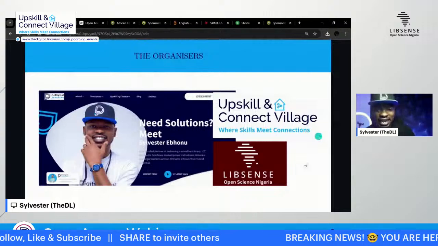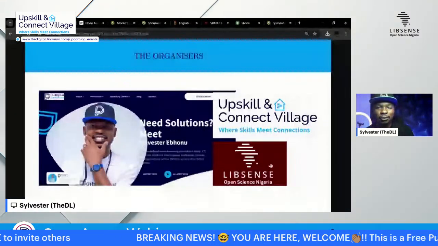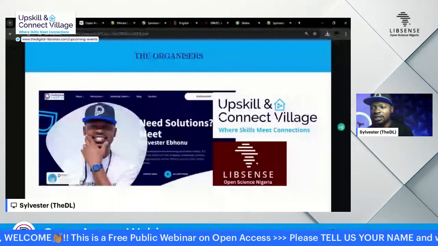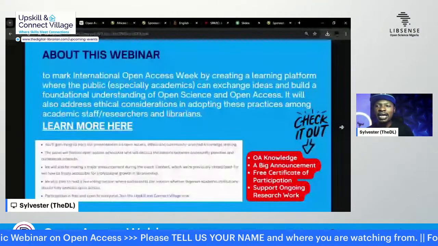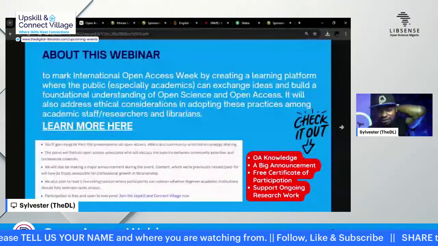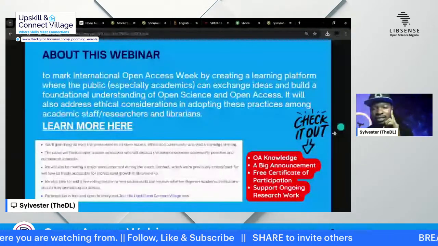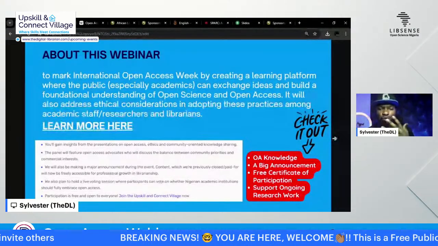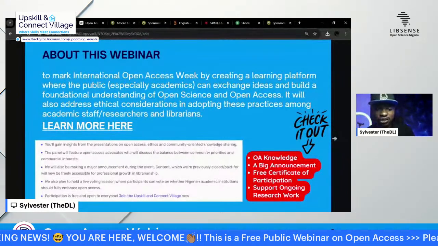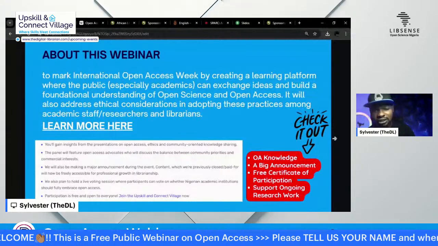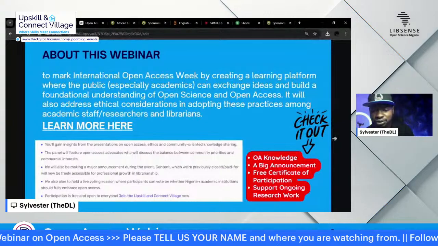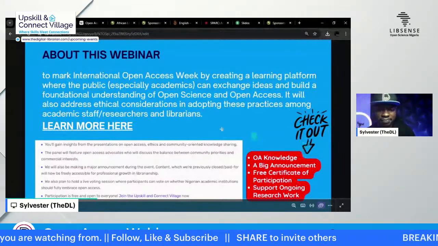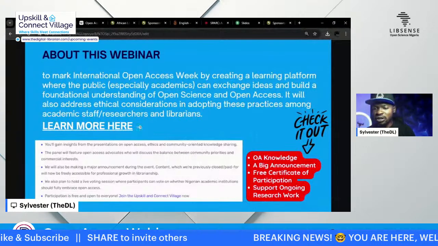This program is organized by Upskill Connect Village and LipSense Open Science Nigeria, and we are bringing this program to you. The rationale for organizing it is first to mark International Open Access Week by creating a learning platform where the public, which is you right now, can exchange ideas and build a foundational understanding of what open science and the entire concept means. Hopefully, we'll also address ethical considerations in adopting these practices among academic professionals.